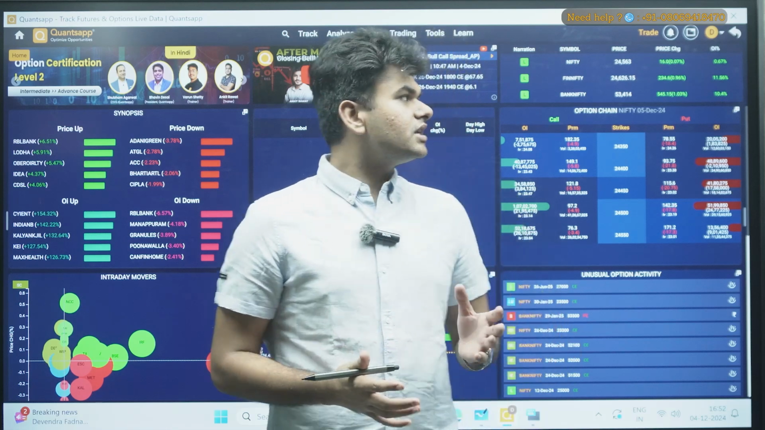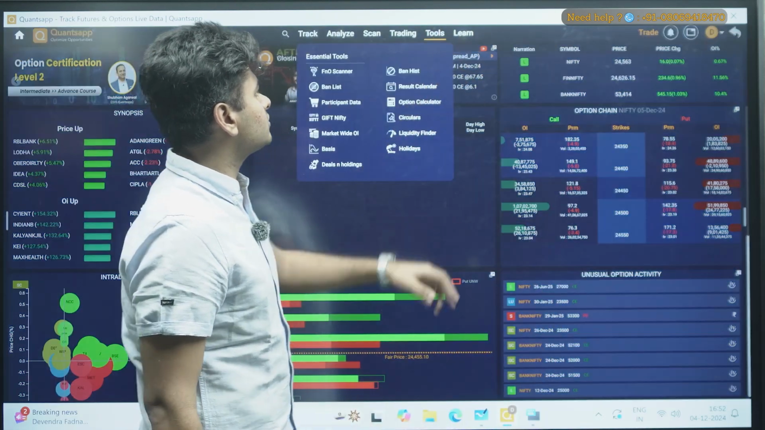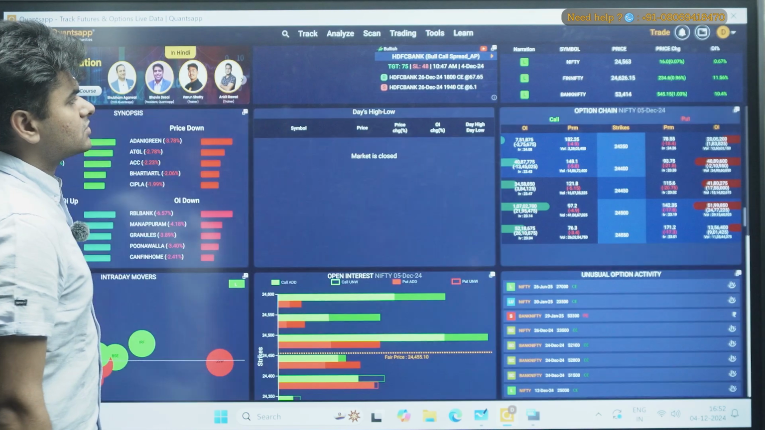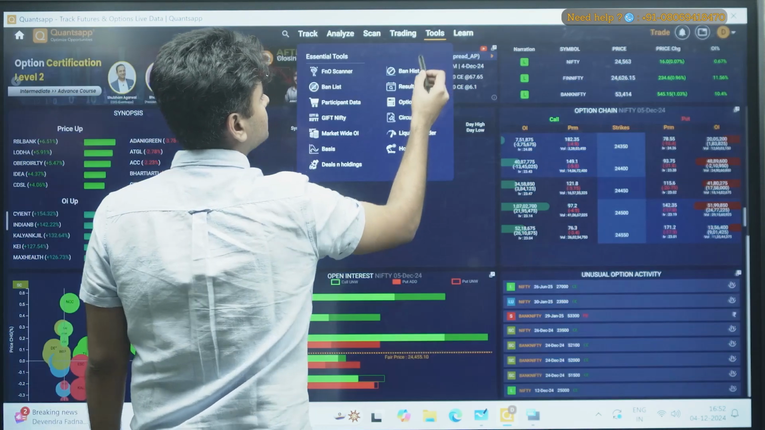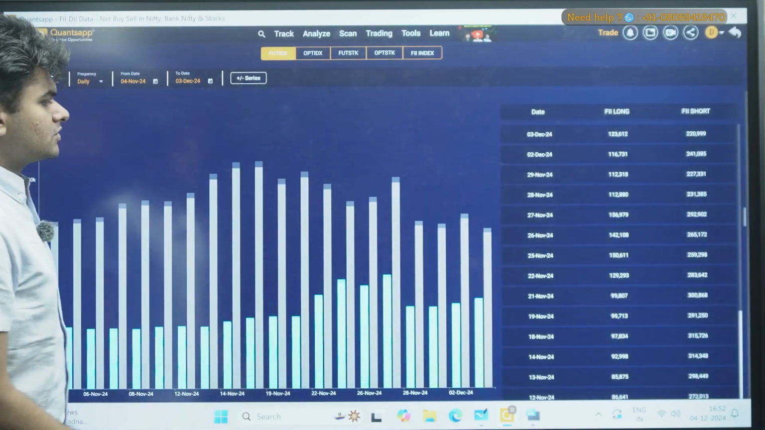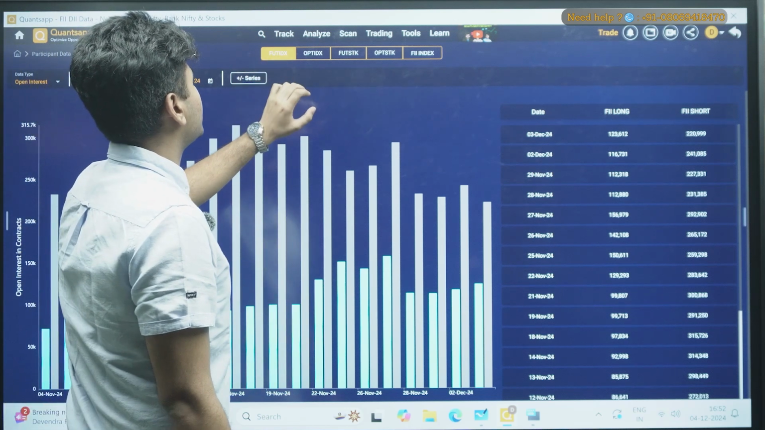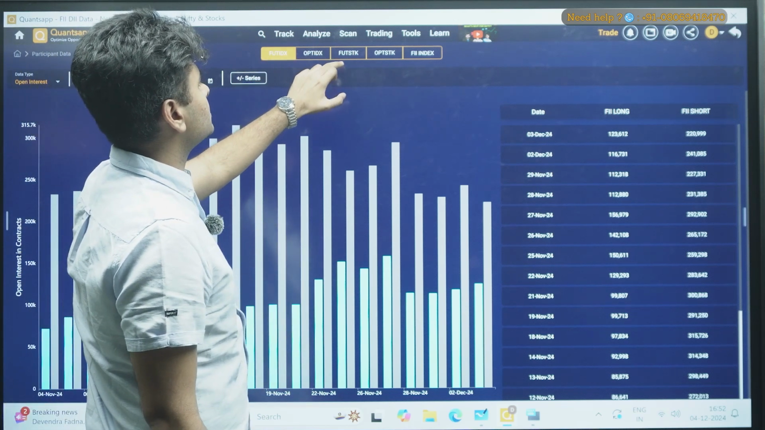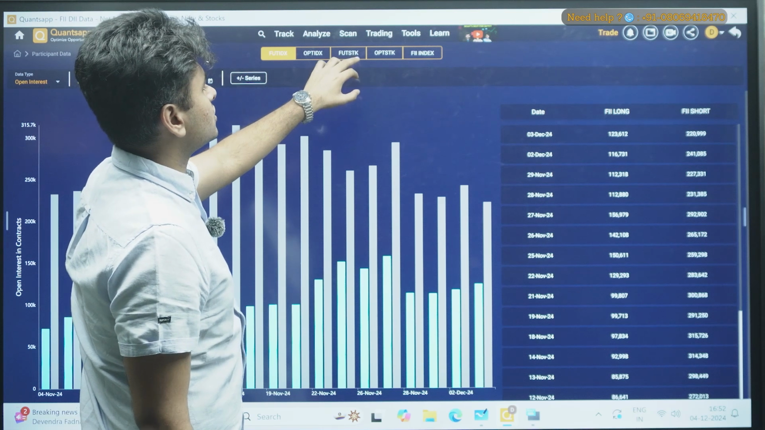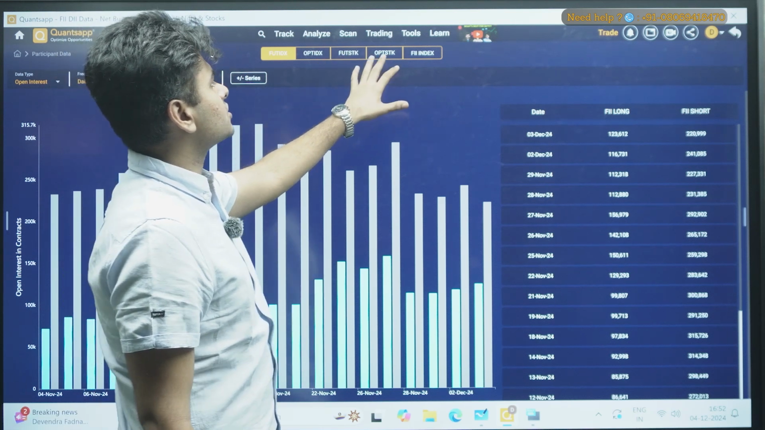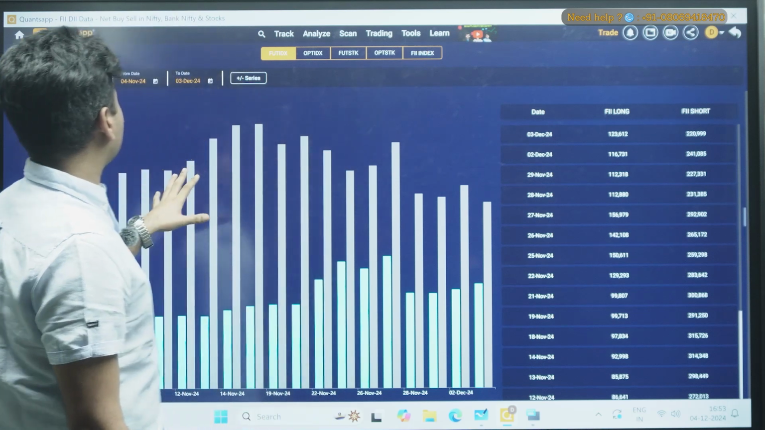Now, if you come here to the tools, you can see the participants data. So as you can see, the participant data has come here. This is the future index. We can see the data in options. You can see the future stock data, and you can see the option stock data, and this way you can identify.